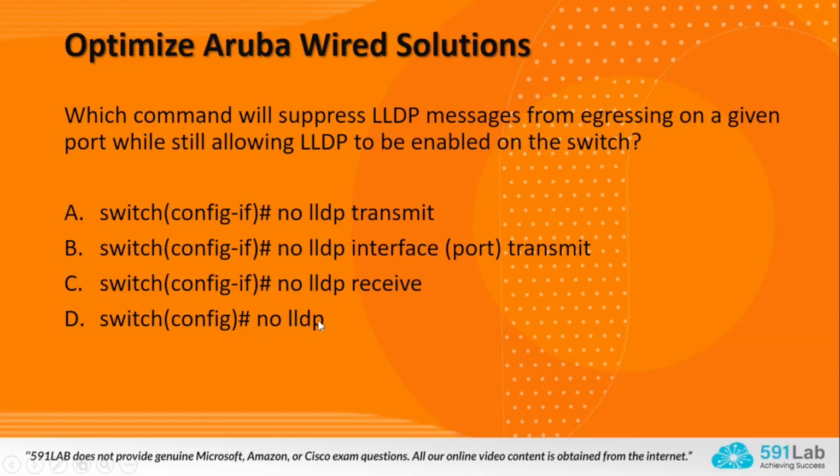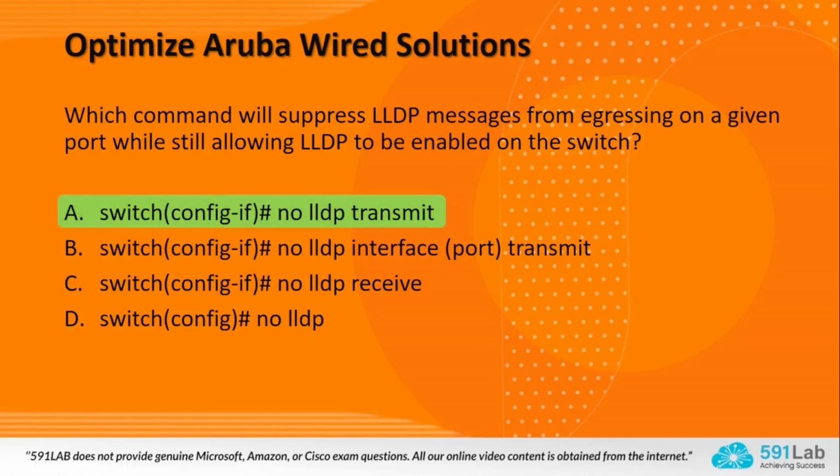No LLDP will disable the LLDP function on that port. So actually this is globally disabling LLDP. Under configuration mode, if you put no LLDP, it will disable the LLDP on global mode. So we should not disable the LLDP. We have to still allow LLDP to be enabled on the switch. So D is wrong. So the correct answer is option A.